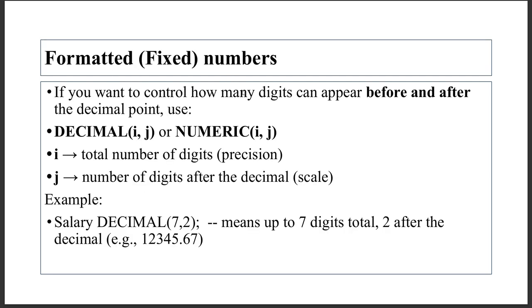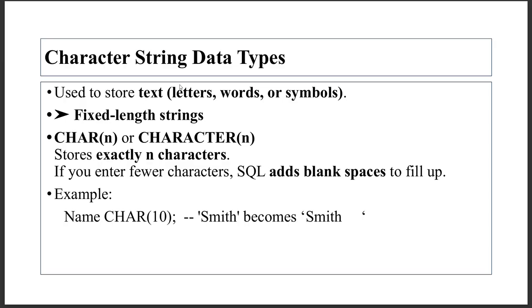Formatted fixed numbers: if you want to control how many digits can appear before and after the decimal point, then you will use these formatted numbers. For example, salary decimal 7 comma 2. 7 comma 2 means that basically 7 digits should be present in the number, and only 2 digits should be present after the decimal point. This is the example which you are seeing, 12345.67.